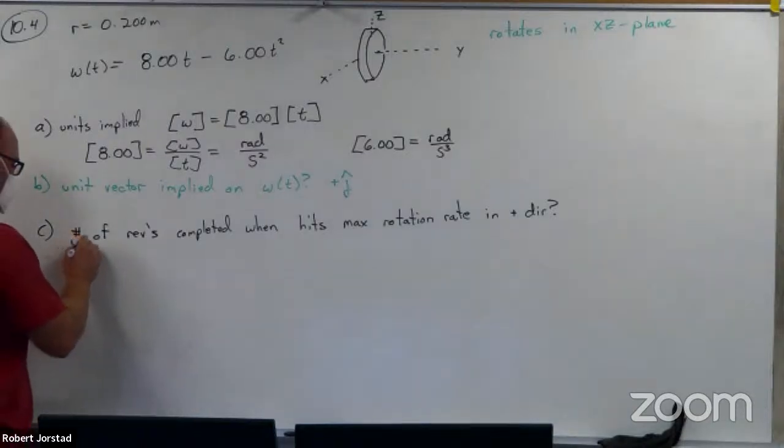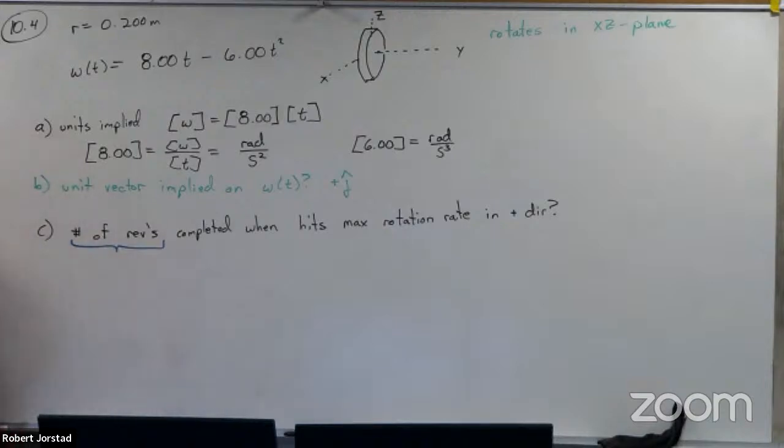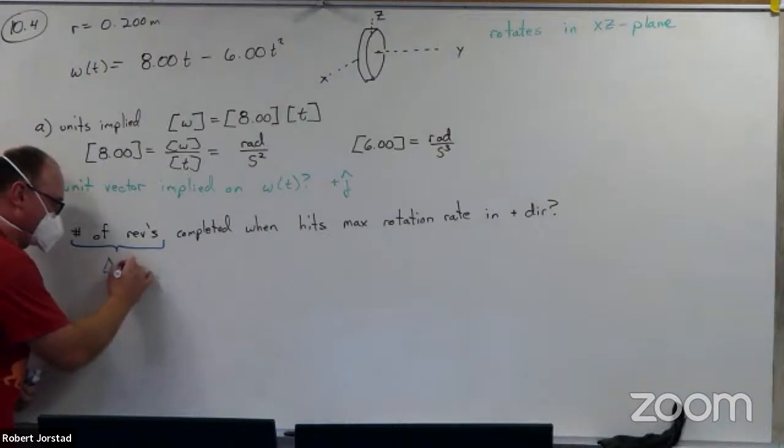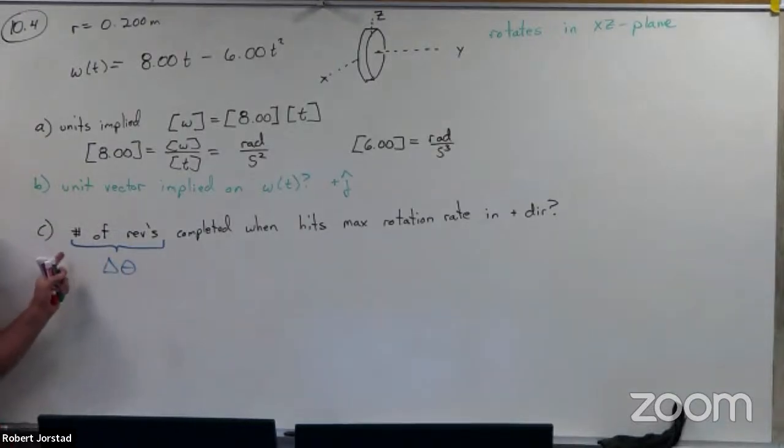What is number of revolutions? What does that phrase mean? RPMs. What's that? RPMs. No. RPMs would be revolutions per minute. This is just revolutions. Do you agree? Oh, the frequency. Not frequency. What does revolutions convert to? Radians. So radians is what symbol? Delta theta. Nice. So we're looking for delta theta. Do you agree?